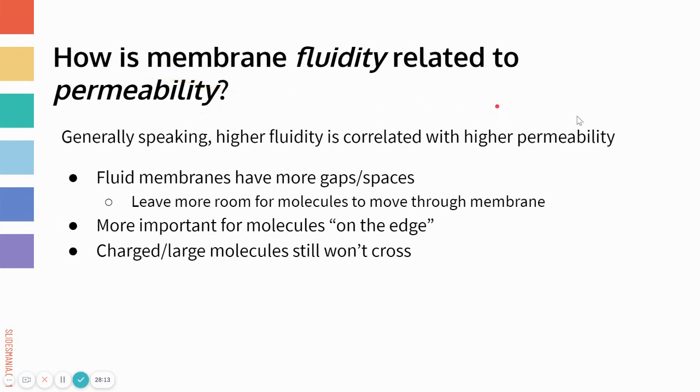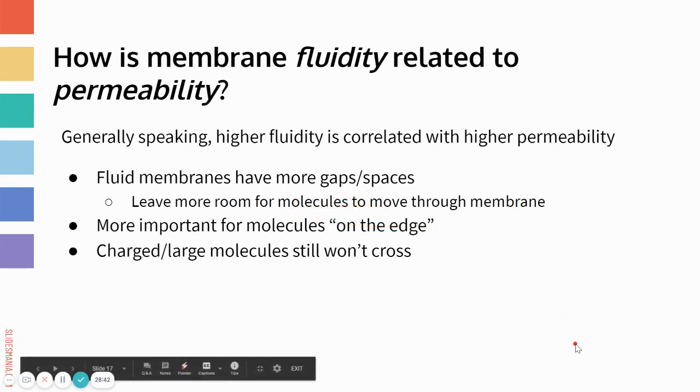Like I was mentioning earlier, one of the reasons that we're thinking about membrane fluidity is that it's related to permeability. Generally speaking, the more fluid a membrane is, the more permeable it's going to be to molecules. We were talking about how fluid membranes, be it because of temperature or unsaturated tails, have more space or more gaps in between each phospholipid, and that leaves more room for molecules to move through. It's easier for them to cross.